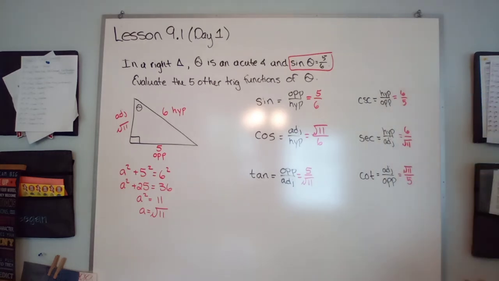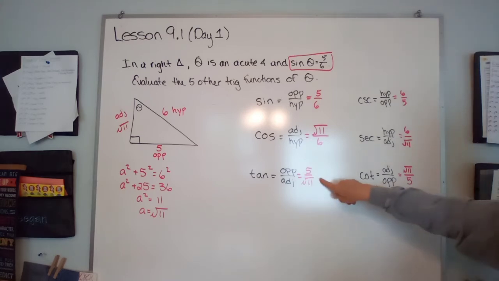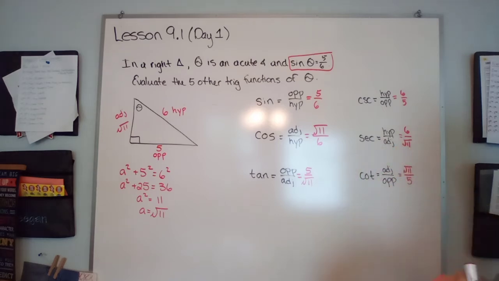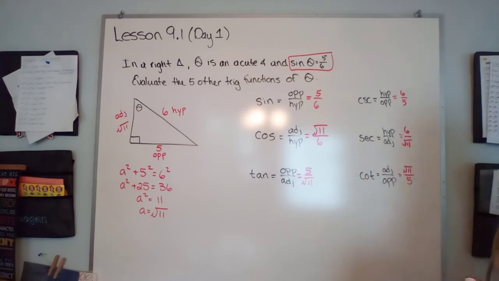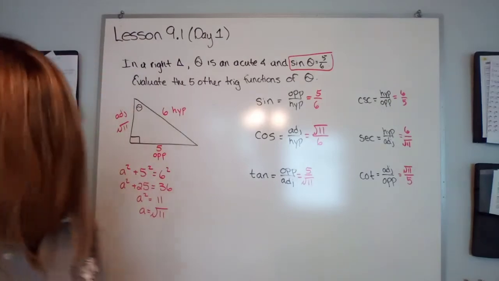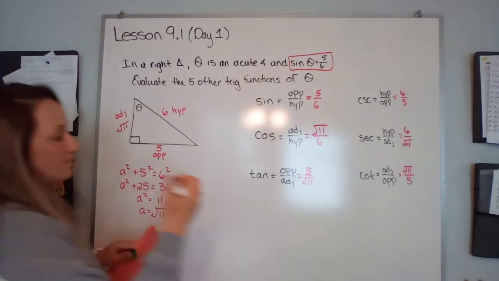Now, are there any issues with any of these fractions? First look through: do any of them need to be simplified? Do any of them need to be rationalized? You do have to rationalize this one here, tan, and I'm noticing I forgot all my theta symbols, by the way. Tan and secant. You can't leave root 11 on the bottom of the fraction. So I'm going to rationalize by multiplying top and bottom by root 11.